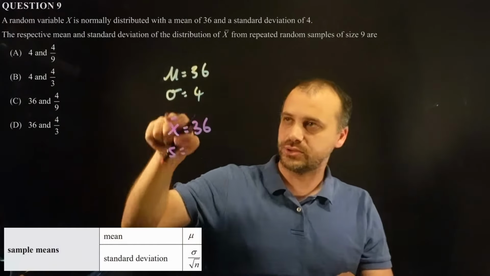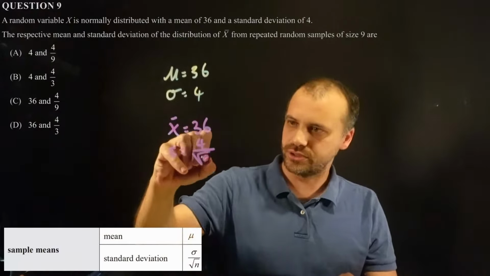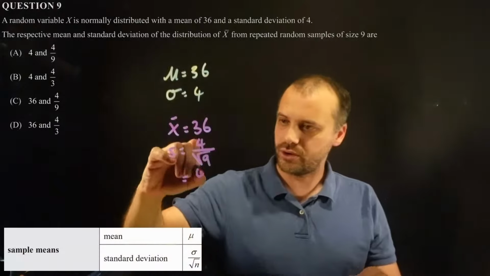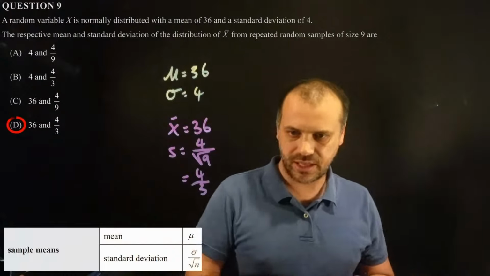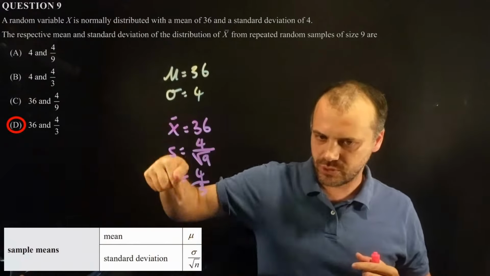S is equal to sigma, 4, over the square root of the sample size, 9. So 4 over 3. I think I see my answer here. The answer is D. Done. Relatively straightforward. Use these formulas.